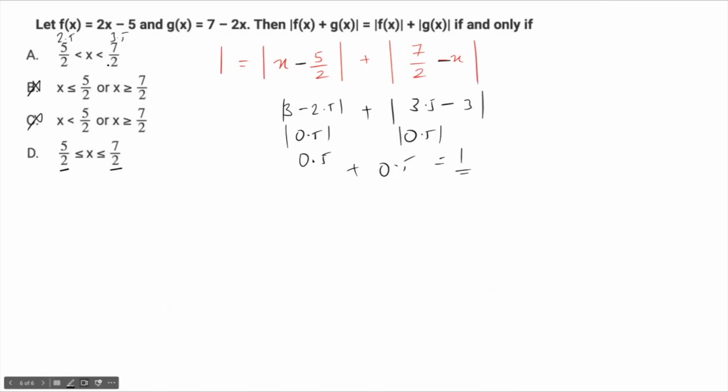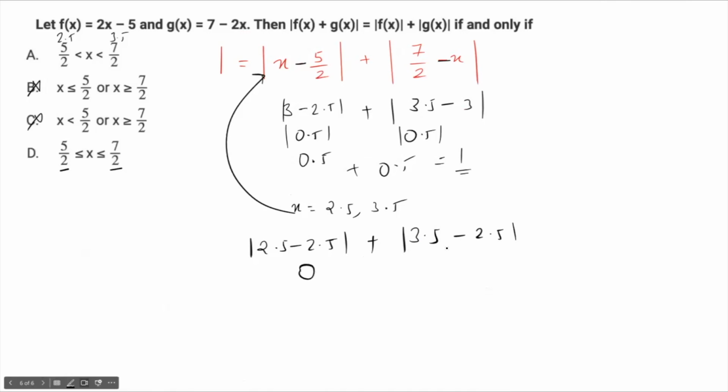So to eliminate one between these two, you substitute the value of x as 2.5 or 3.5 for that matter. Any term would suffice. Putting x equal to 2.5 here, mod of 2.5 minus 2.5 is 0. Mod 0 is 0 only. Plus mod of 3.5 minus 2.5. 3.5 minus 2.5 is 1. Mod of 1 will be 1. The total distance or total sum is still 1.